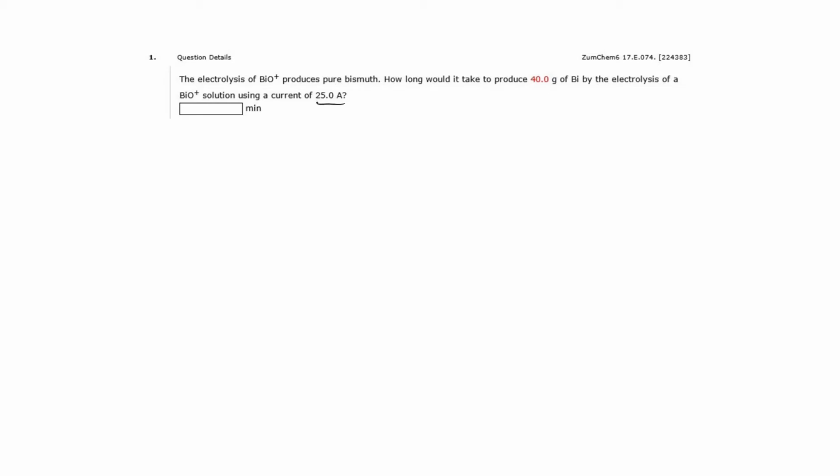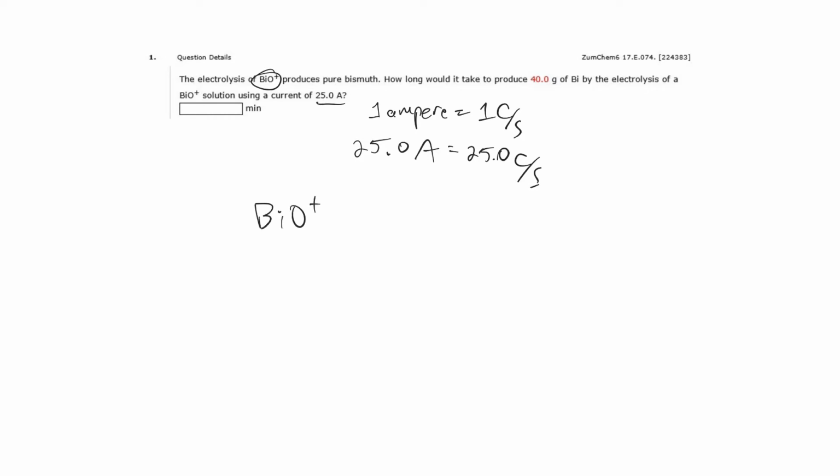First, an ampere is a coulomb per second. So 25.0 amperes would then be 25.0 coulombs per second. The other tricky thing is in BiO+. We need to consider what the charge of the bismuth ion is within that. It's a polyatomic ion, not a very common one.